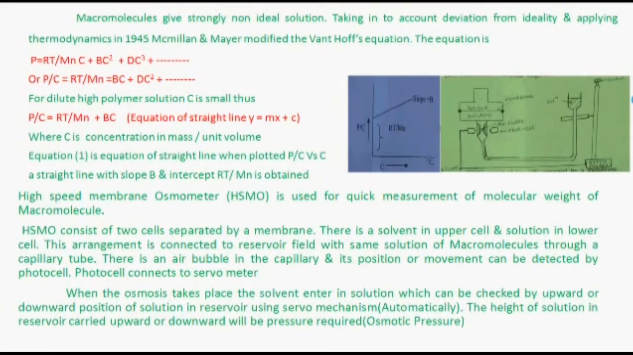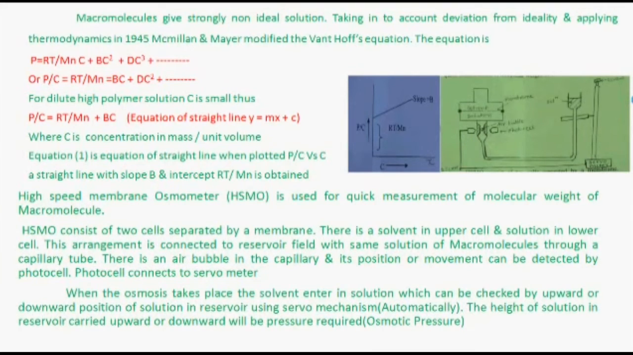Now, this equation is similar to equation of straight line, that is y is equal to mx plus c. That means on y-axis, if we take P by C, whereas on x-axis we take C, then a straight line is obtained with intercept RT upon Mn and slope B. This graph is shown here, where C is concentration in mass per unit volume.